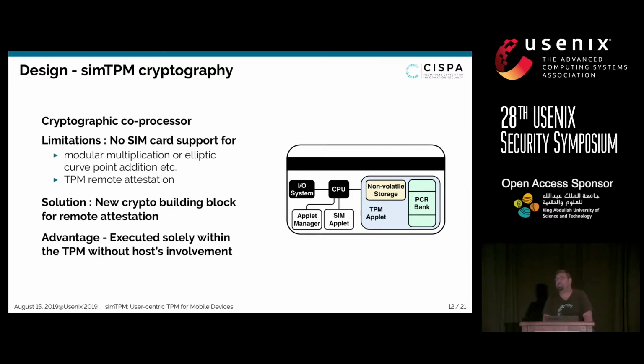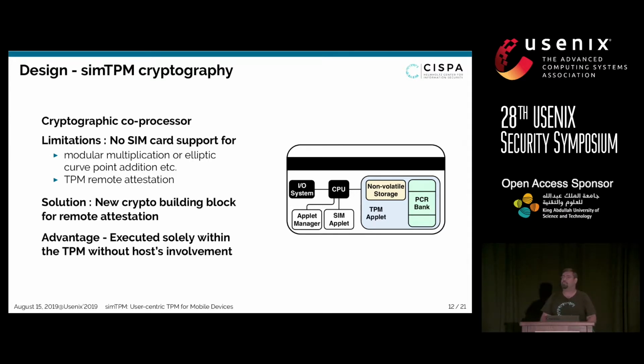As I already mentioned, these SIM cards have their own coprocessor, so we can use this coprocessor for cryptography that is working completely isolated from the rest of the device. But the limitation the SIM cards have is that the SIM card does not support modular multiplication or elliptic curve point addition. Due to that, we cannot introduce a general TPM remote attestation in these SIM cards. So to overcome this problem, we introduced a new crypto building block for remote attestation, which will execute this remote attestation solely within the TPM without host involvement.